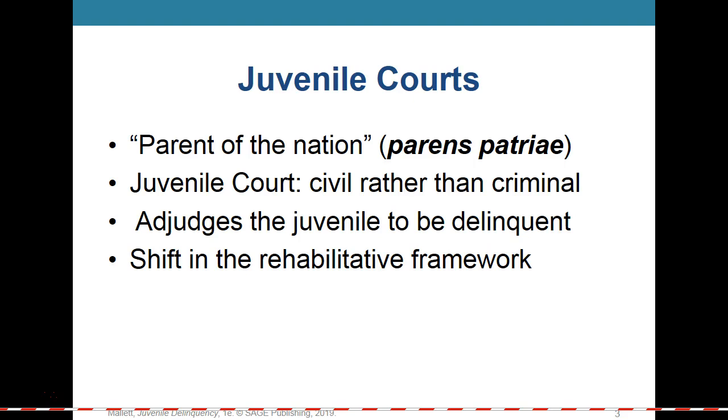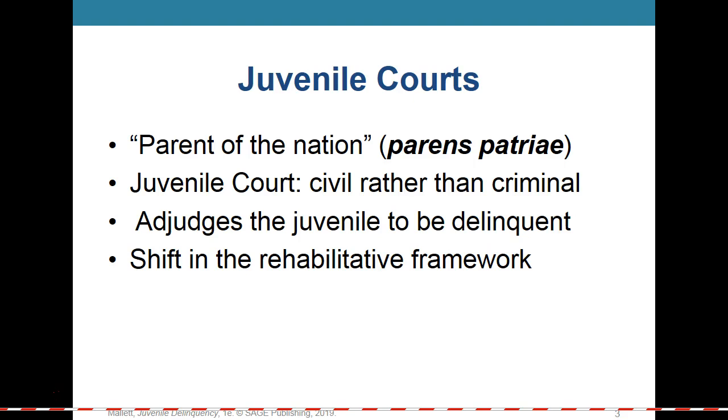A juvenile is adjudged to be delinquent when a jurist, a judge, or a magistrate determines that a juvenile has committed a delinquent act. He or she does not find the juvenile guilty of a crime because the word guilt really implies criminal intent. Rather, the judge or the magistrate adjudges the juvenile to be delinquent. In other words, finding the juvenile has committed a delinquent act.